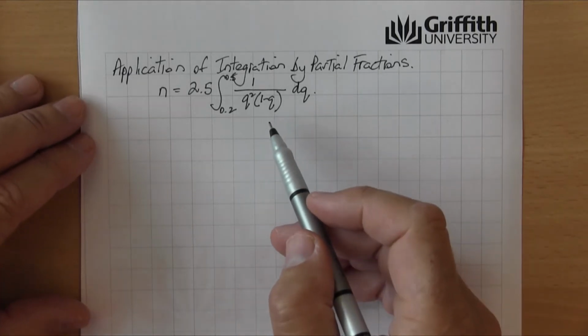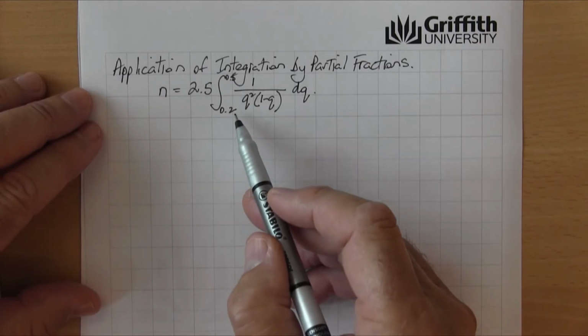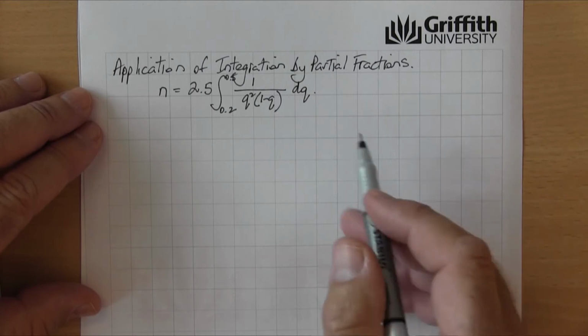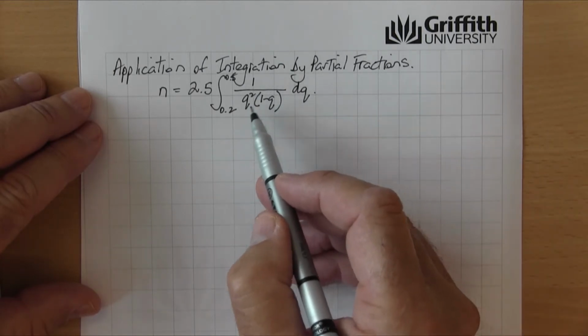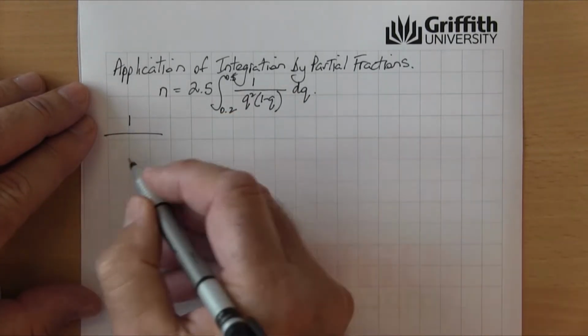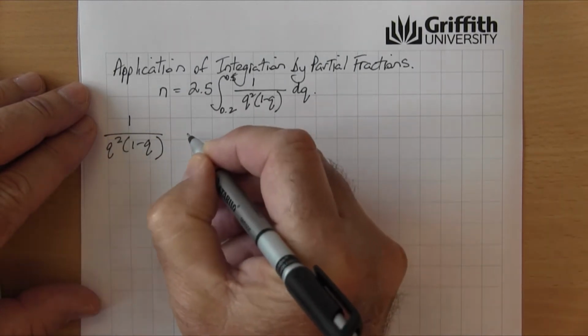Here's an integral we need to calculate. It's a definite integral. We've got between 0.2 and 0.5, so there'll be no plus c. And straight away we see that we've got a fraction going on here, so we've got to split it into its partial fractions. So if we just look at the 1 over q squared outside of 1 minus q.